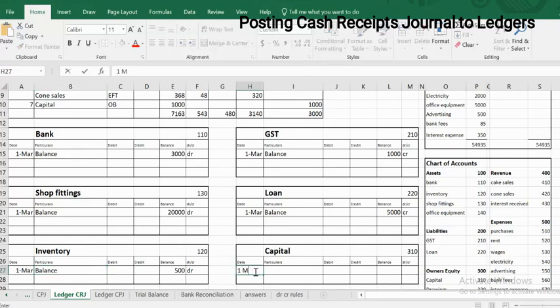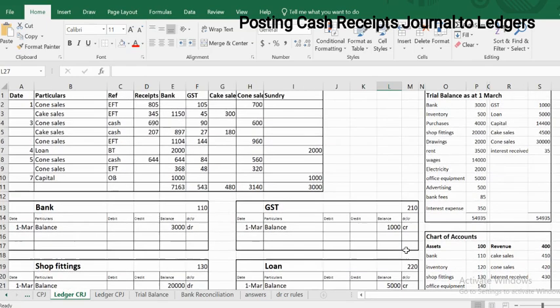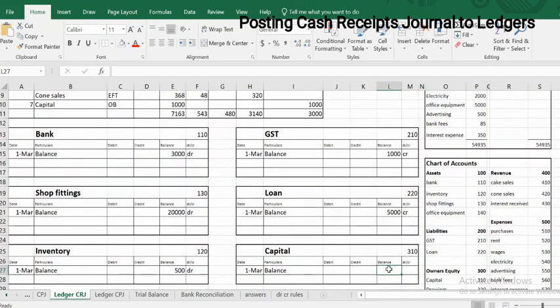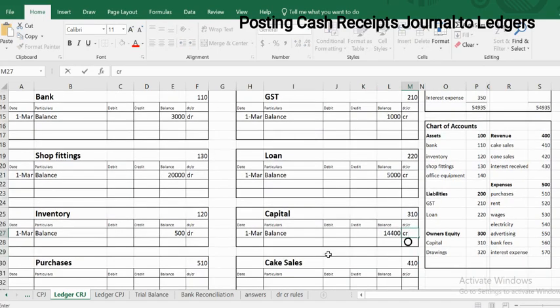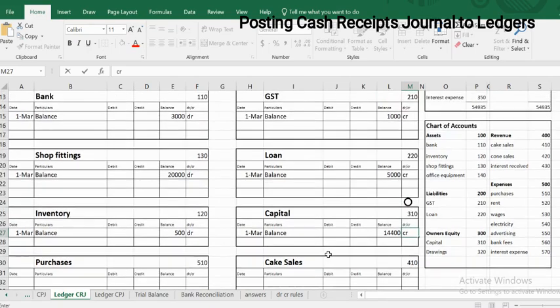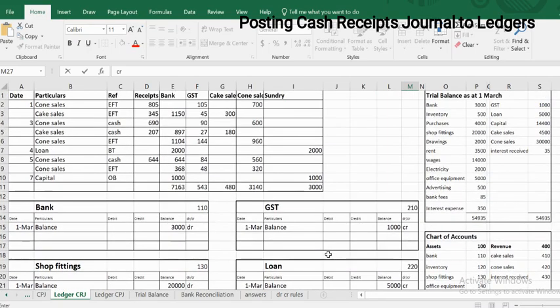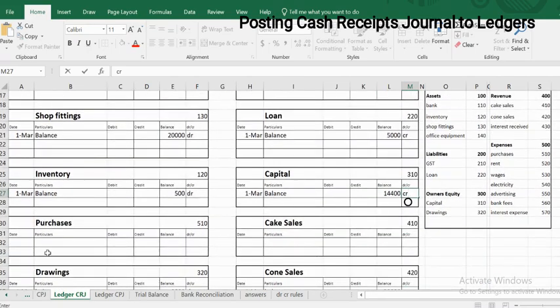Capital, 1 March, since it's our opening balance, balance. And if we look at it up here, it is 14,400. It's on the right-hand side, so therefore it is a credit opening balance. Another couple to go. We've got purchases here, which is on the debit side, of 4,000. So 1 March, balance, 4,000, DR, because it's on the left or debit hand side.